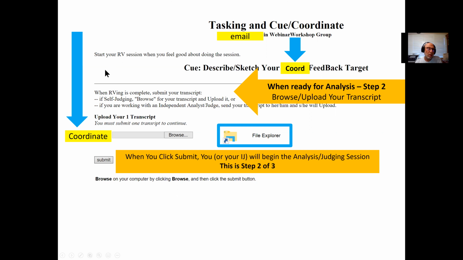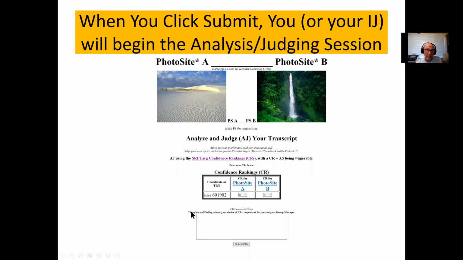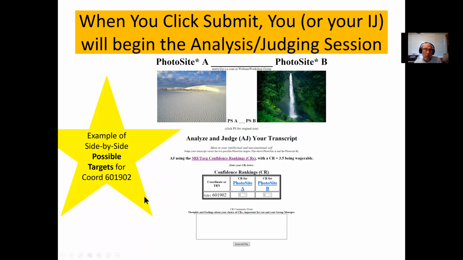So reminders are all here. Start your RV session when you feel good about doing the session. So that's the first thing. And then if you're self-judging, you browse your transcript and upload it. But if you're working with an independent analyst judge, an IJ, you send your transcript to them. They then come to this page, bring it up from their computer, and then the next step will eventually be here. So this is what the ultimate judging page looks like.